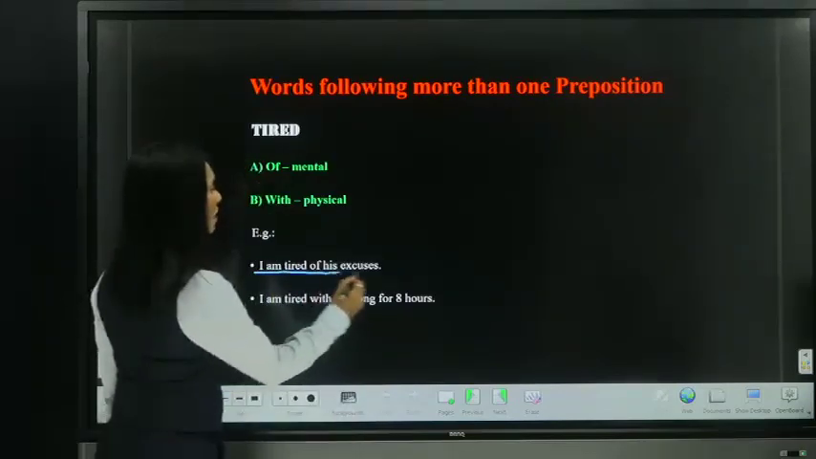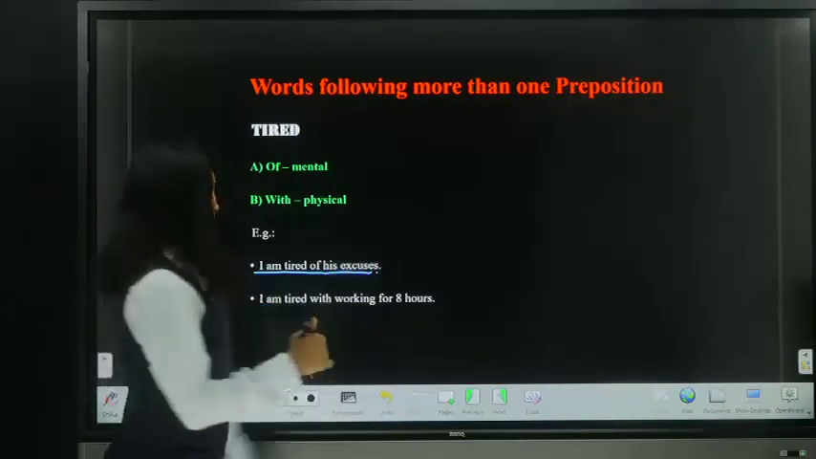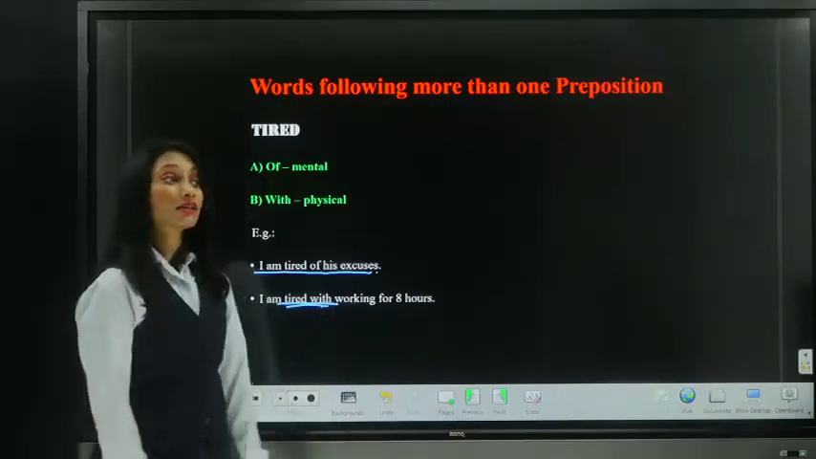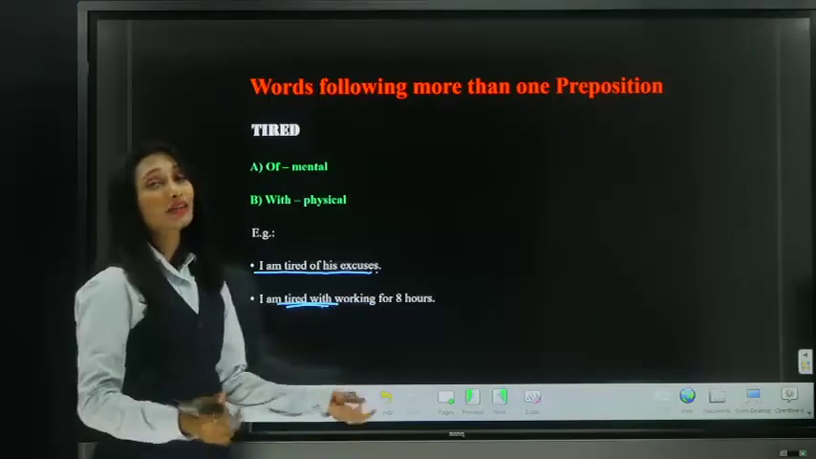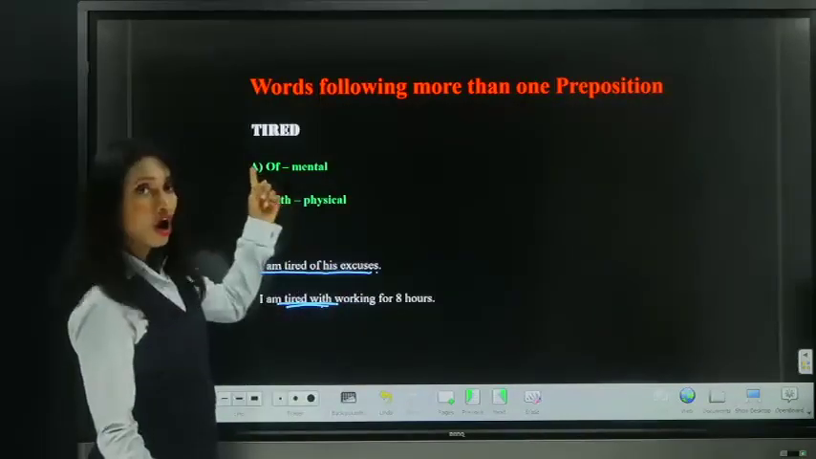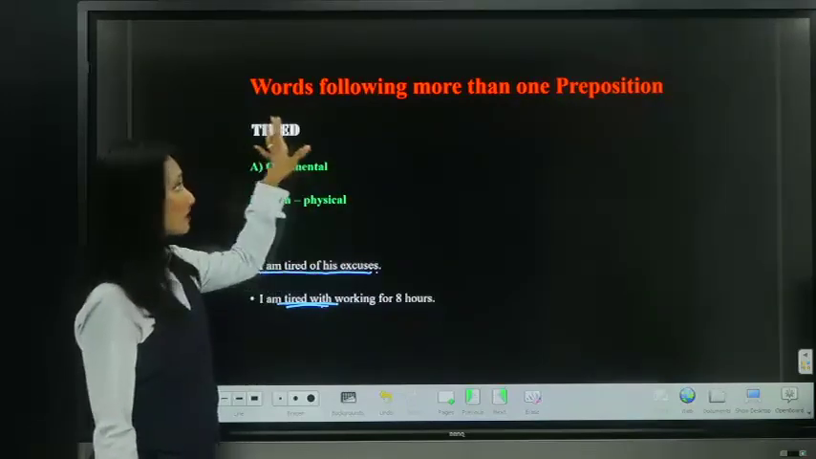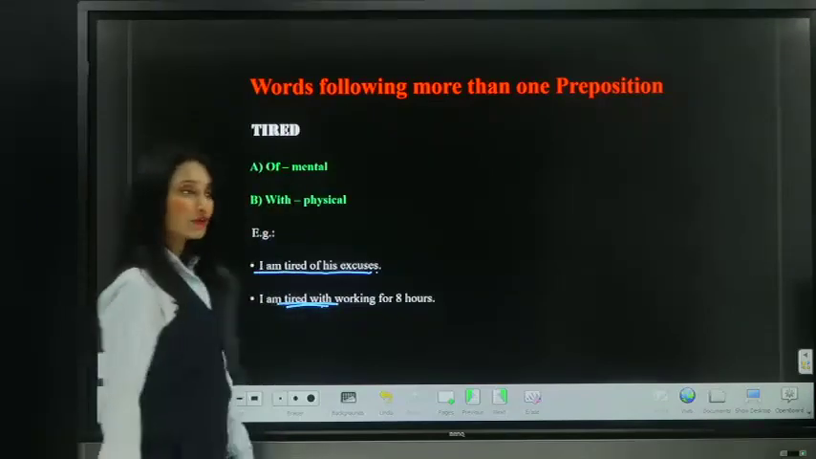I'm tired of his excuses, mentally. I'm tired with working for 8 hours continuously, and that gave me physical tiredness. Mental tiredness, of; physical tiredness, with. So that's about tired, followed by two, tired of and tired with.